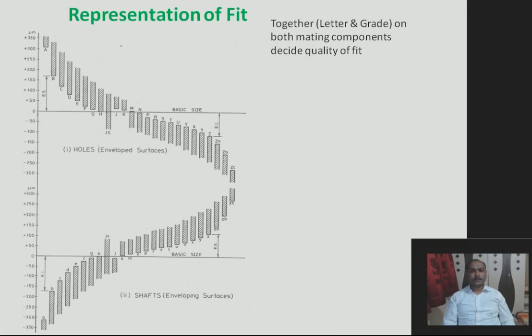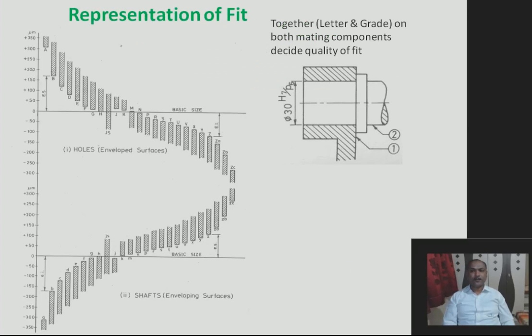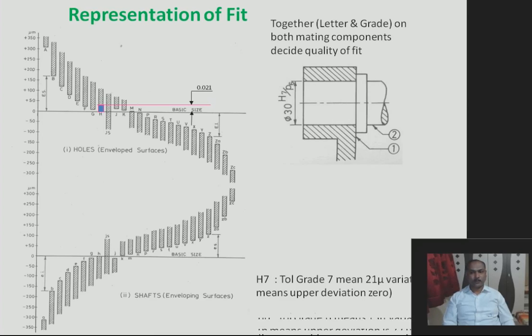So with this discussion, we will take one example, that 30 H7/p6. How can we find out a fitment for this? So 30 is the basic size, which is the same for the hole and shaft. Then H is the designation of the hole, which is on the 0 line. Now H7, so IT7 is the tolerance grade for it. So IT7 is equal to 16i. So we can find out the tolerance value for it by finding out the fundamental tolerance unit.